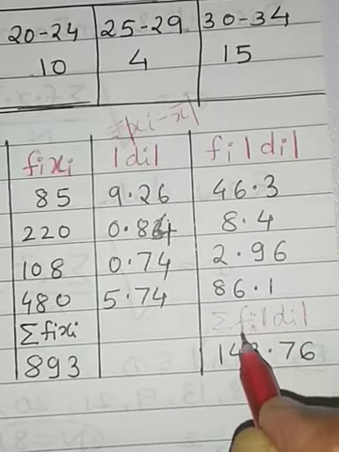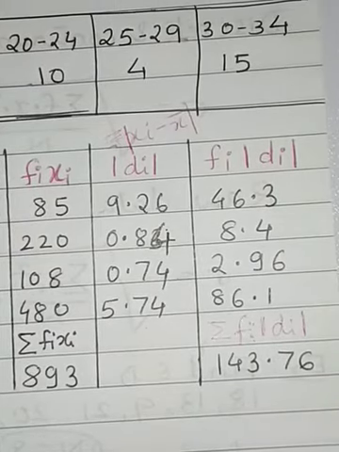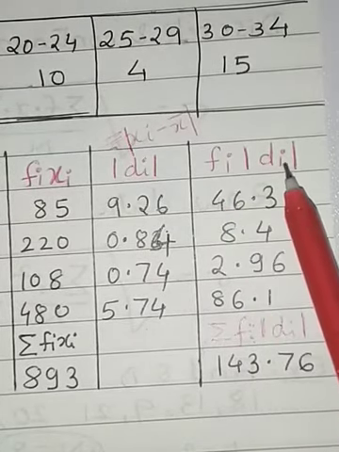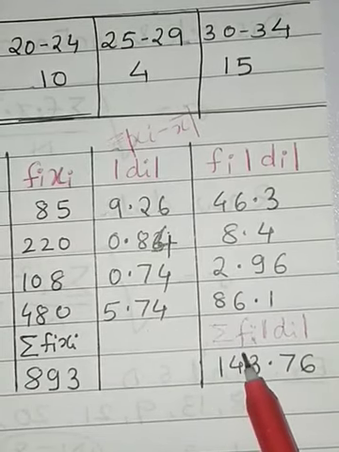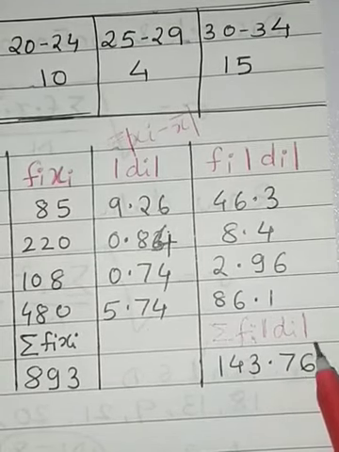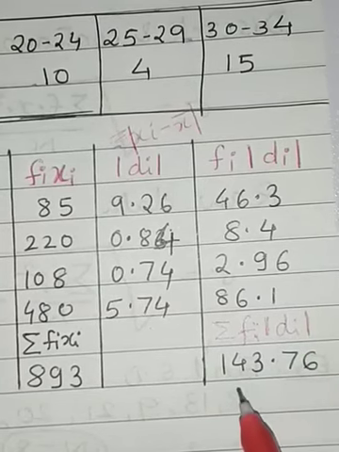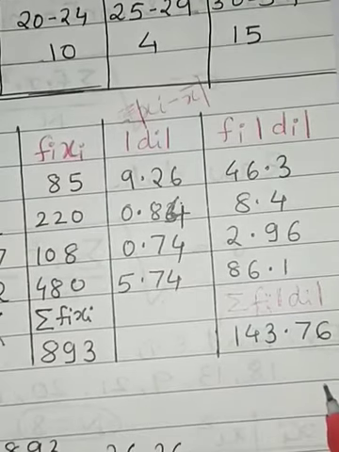Okay, I hope you understood the meaning of summation. Heading you are writing, and when you add the heading, you write a symbol of summation before that. So that makes it summation Fi mod di. So the sum gives you 143.76.